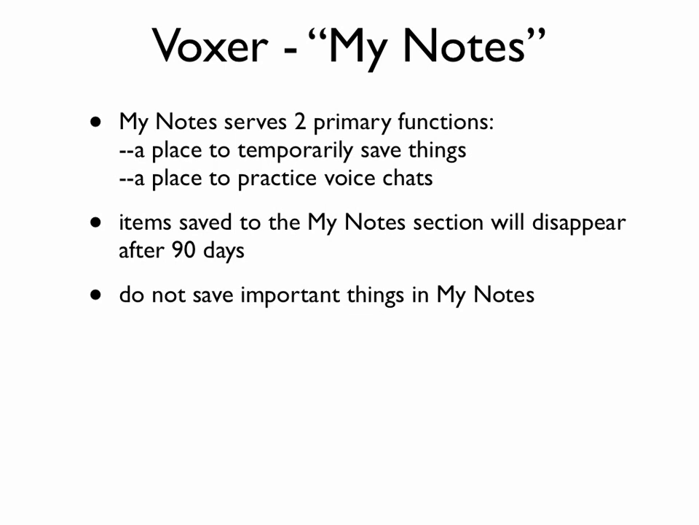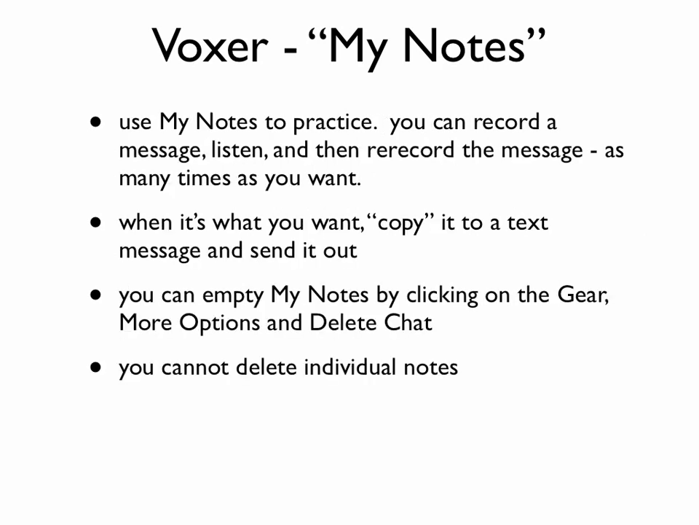Now, when I say temporary saving, what I mean is that Voxer cleans out the database. When things get 90 days old, they go out. It's like cleaning the refrigerator. So you do not want to save important things in My Notes. But you can use it to practice, practice, practice. You can record a message, listen, re-record as many times as you want. And when it is the one that you want, you can then copy it to a text message on your iPhone and send it out.